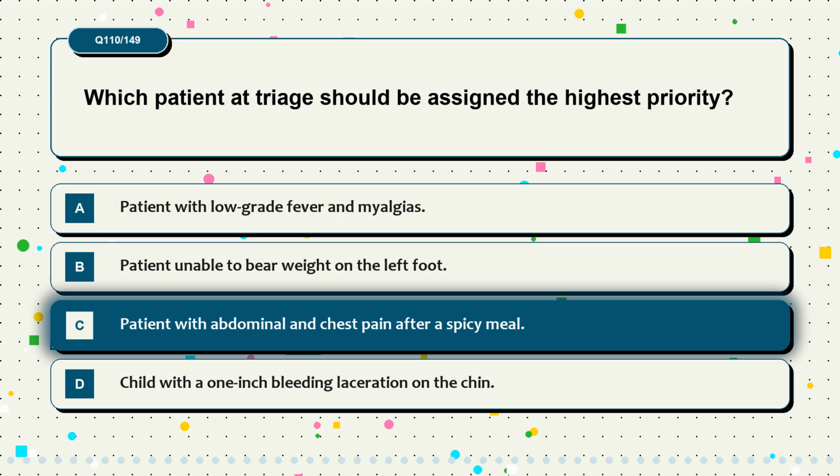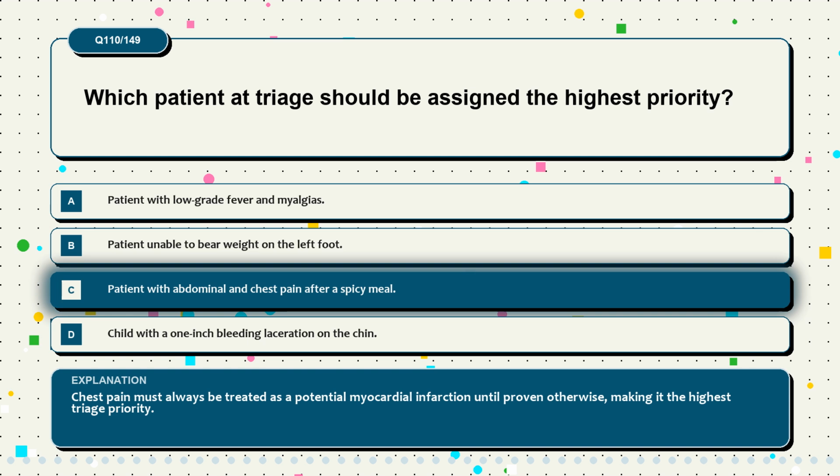The correct answer is option C. Patient with abdominal and chest pain after a spicy meal. Chest pain must always be treated as a potential myocardial infarction until proven otherwise, making it the highest triage priority.